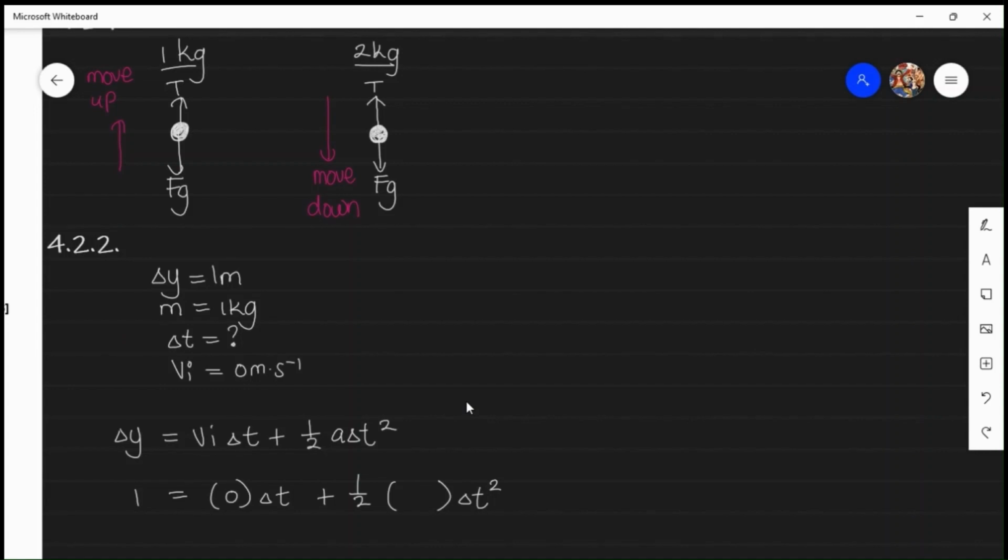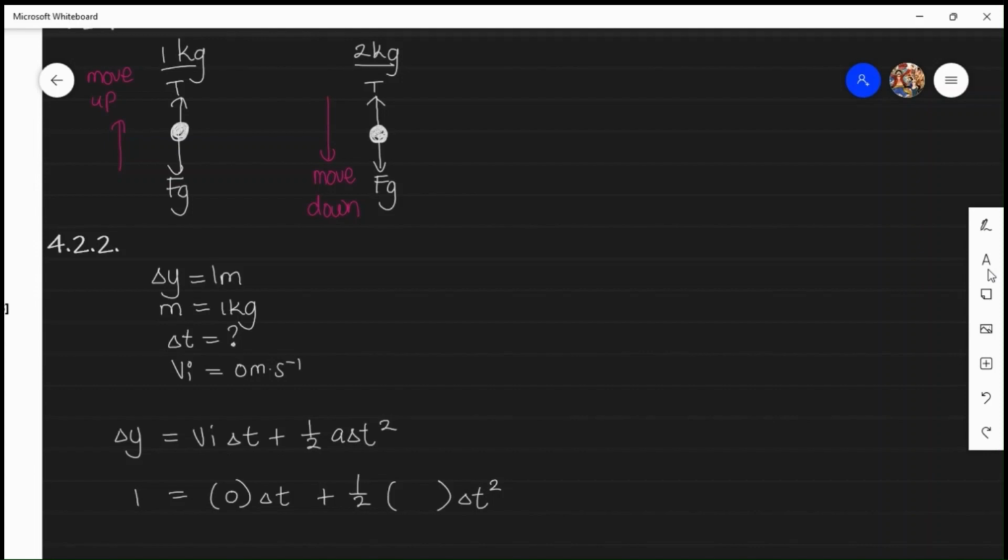Before we even do that, we need to first identify our positive and negative directions. Because we have two objects moving in different directions, I'm going to take the direction of motion as positive, meaning that for my 2 kg mass, downwards would be positive, and for my 1 kg mass, upwards would be positive. Because I'm taking the direction of motion as positive, as compared to taking a single direction as positive, my directions for each object would be different in terms of being positive or negative.